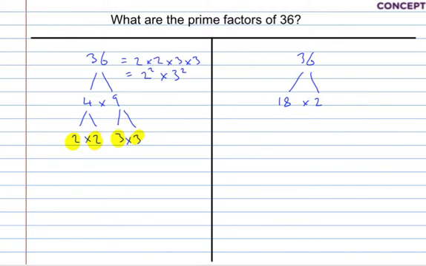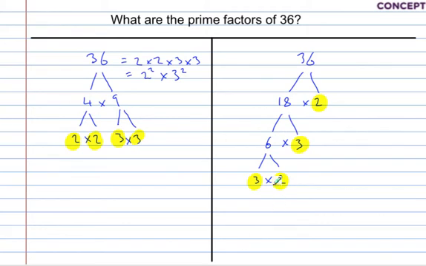Now 2 is a prime number, so I'm going to highlight that, and that's the end of that branch. However, 18 needs to be split again. I'm going to split 18 into 6 times 3. And this time 3 is prime. 6 is not prime, so I'm going to split 6 again into 3 times 2. And 3 is prime and 2 is prime.